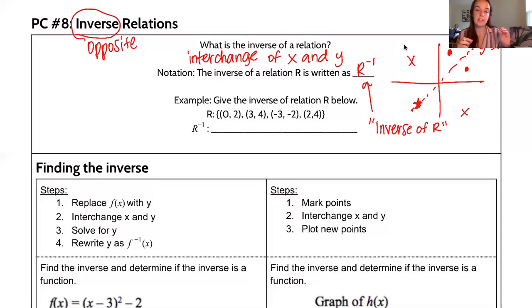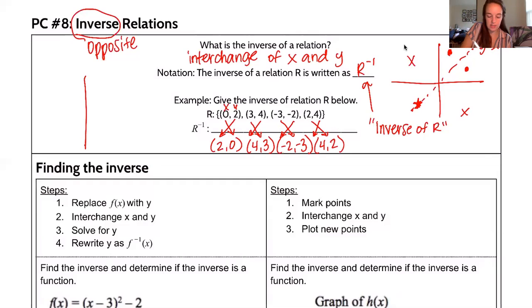So when we are finding the inverse of r, we want to switch x and y every time we see it. So if this is our current x and our current y, then when we're finding the inverse, we're going to flip it. So it's going to be 2, 0, right? Same thing with this one here. 3, 4 is turning into 4, 3. These are switching to become -2, -3. And 2, 4 turns into 4, 2, like that. So those are our new points.